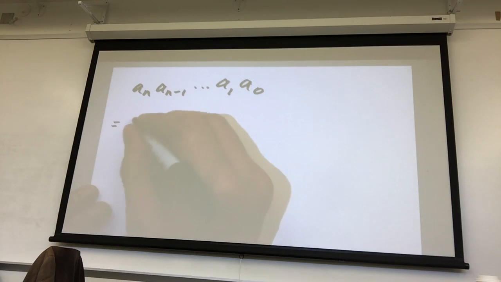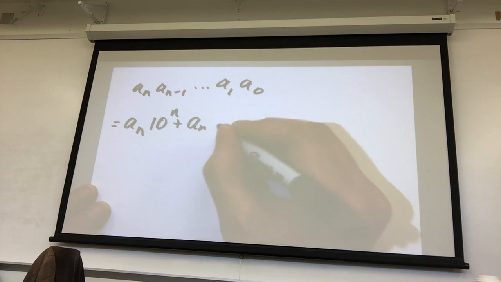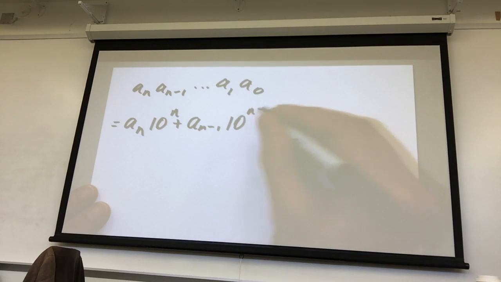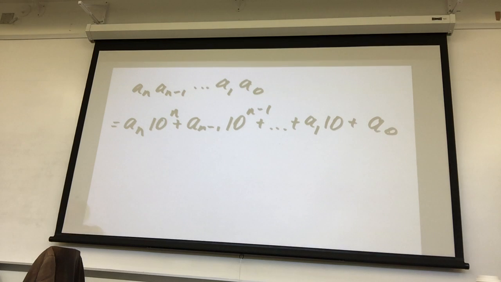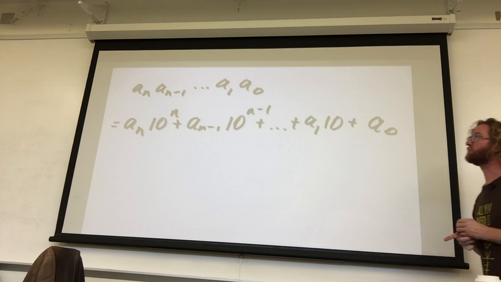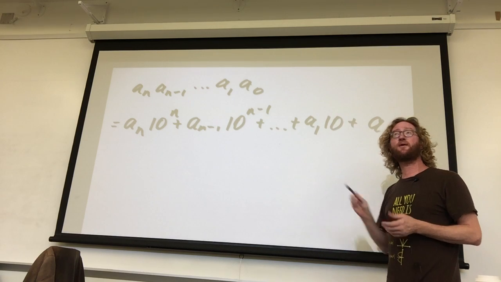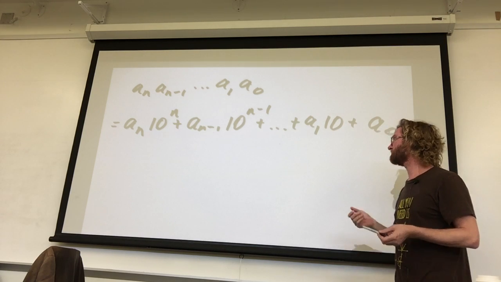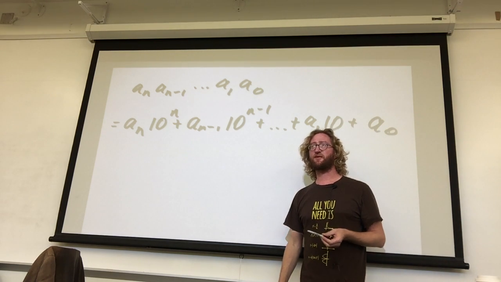Another way to write this is a sub n minus 1 times 10 to the n minus 1, and so on, a1 times 10, plus a naught. This is just what we were showing before. This long integer up here can be represented by the tens multiplied by the digits.